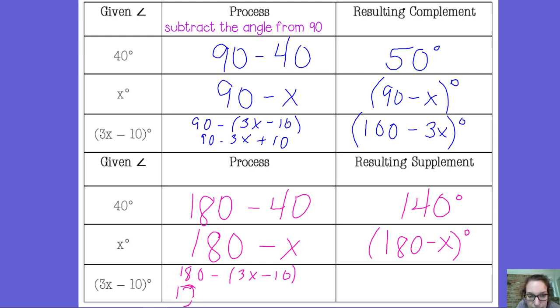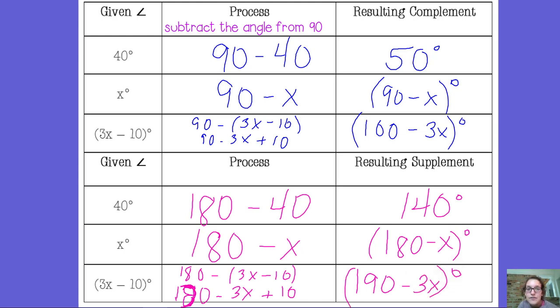180 minus 3x plus 10, because the negative times the negative is positive. That's supposed to be an 8 right here, this disaster. Here, let's try it with my mouse. It's so janky. Oh well, you get it. 180 minus 3x plus 10. Combine like terms, 180 plus 10 is 190 minus 3x.